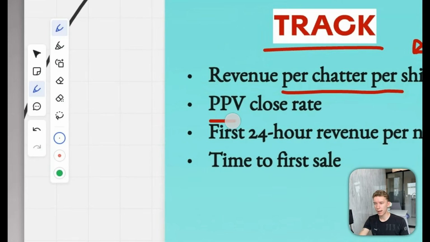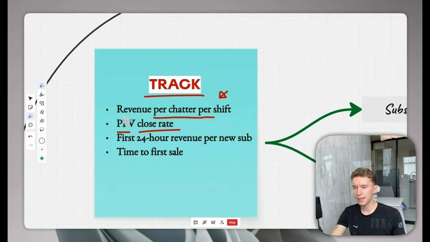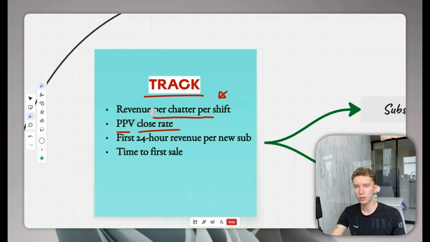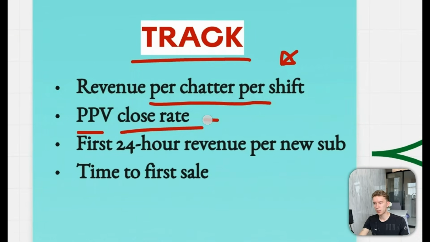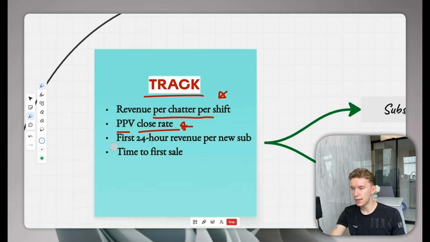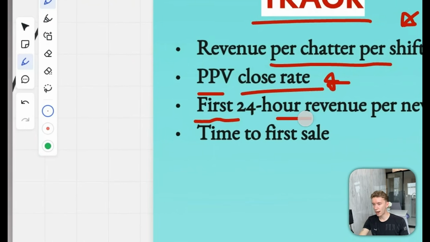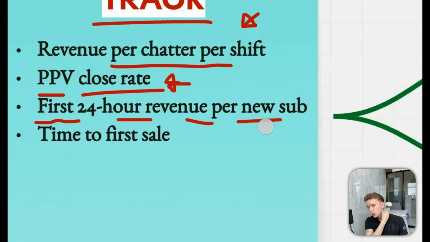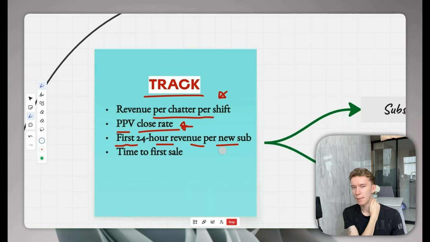Also their pay-per-view close rate, which basically means how many people unlock their pay-per-views out of how many chats they send it in, right? Because this is important. This shows whether maybe they're selling too quickly or they're doing just fine, right? You also need to check the first 24-hour revenue per new sub, because you want to see how much money they made with this fan every 24 hours, right? Every new fan that comes in.